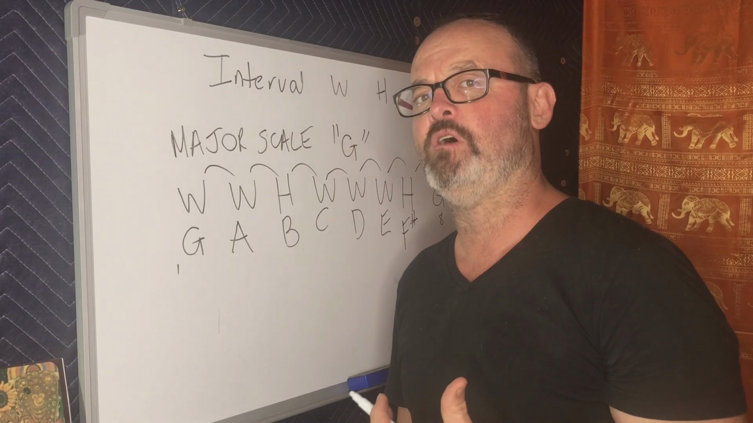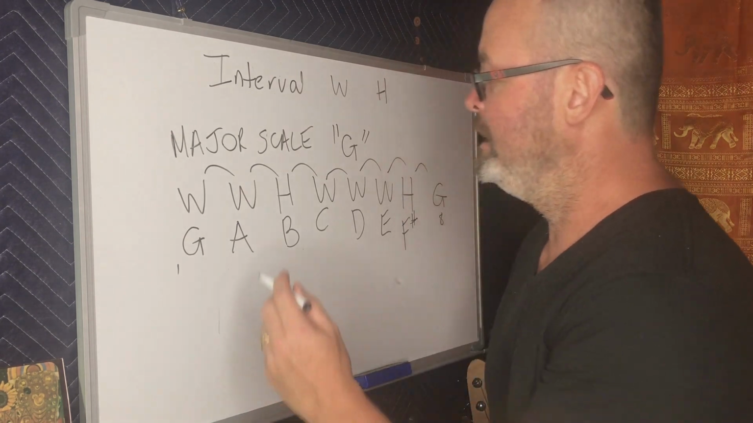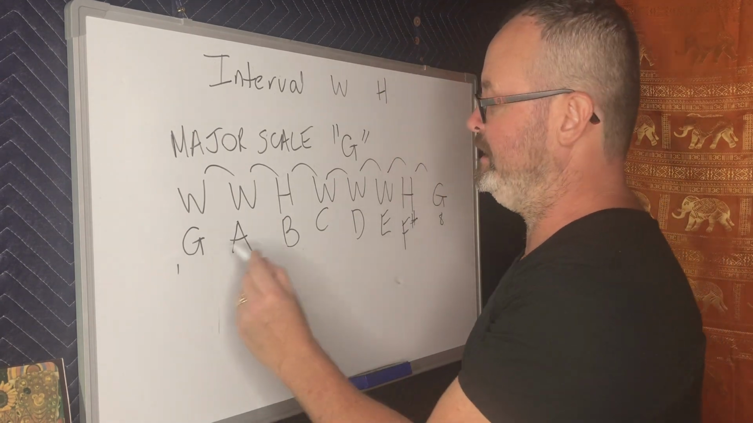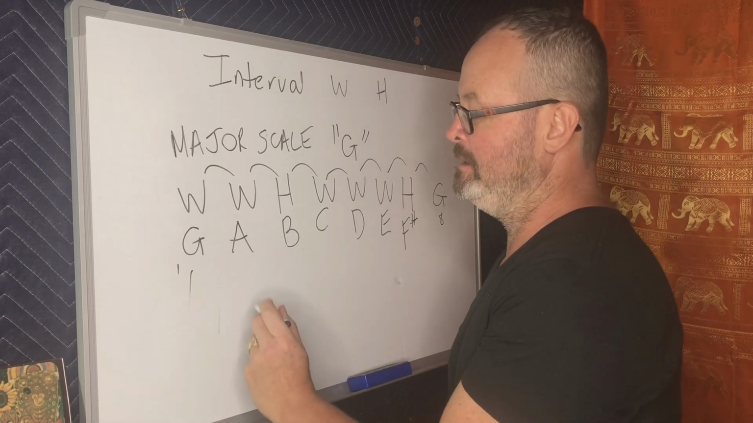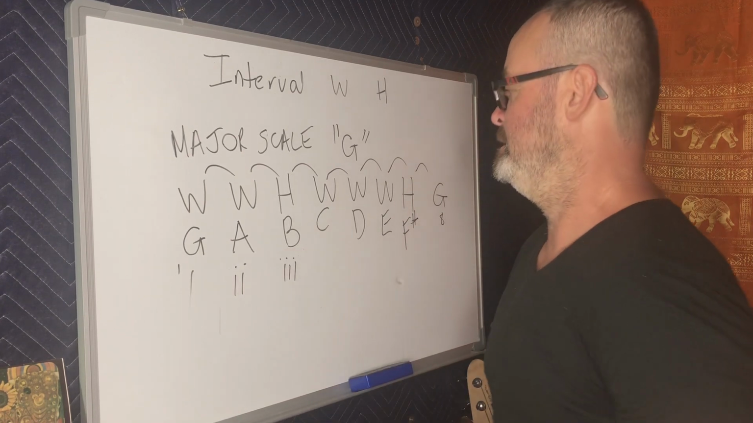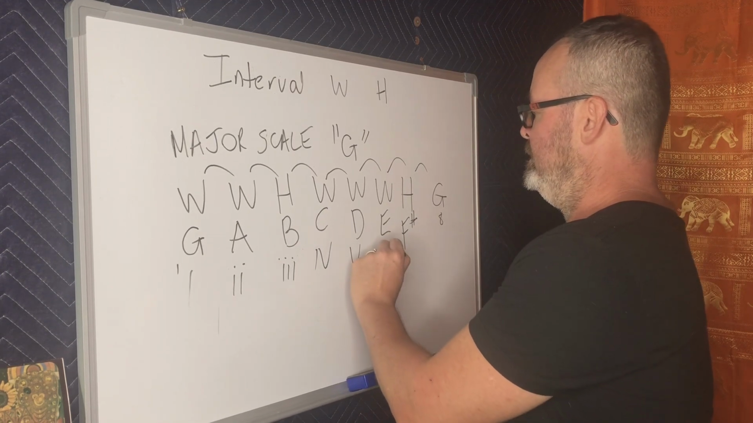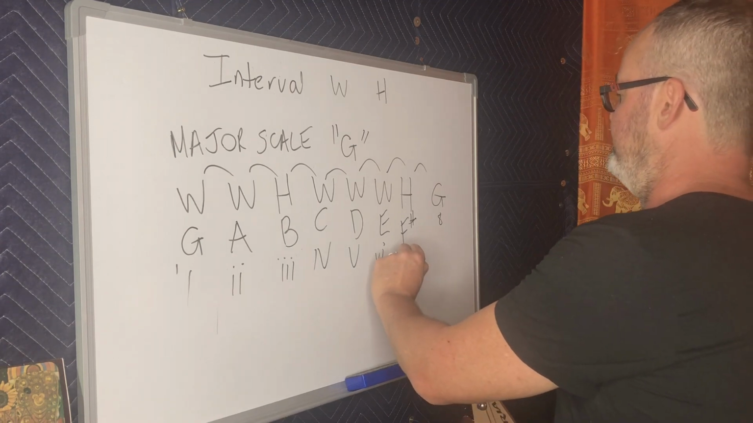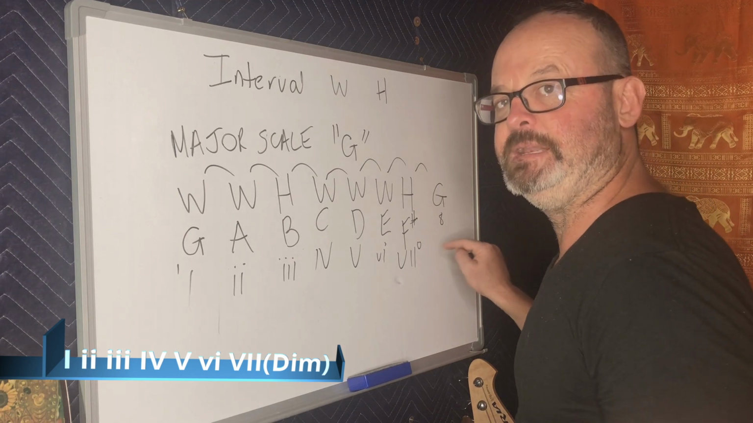And next thing we're going to do is identify what chords belong to the key of G, and how we do that is we use Roman numerals to label each note in the key. So we start off with an uppercase 1, we go to a lowercase 2, lowercase 3, a lowercase 4, uppercase 5, lowercase 6, and an uppercase 7 with a little sign that represents diminished.